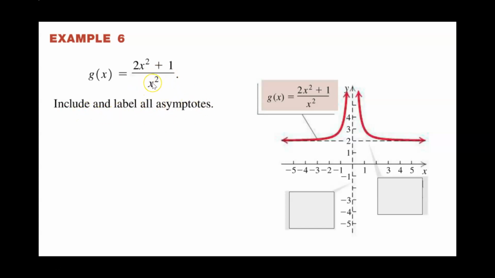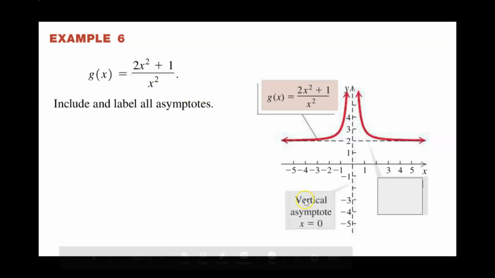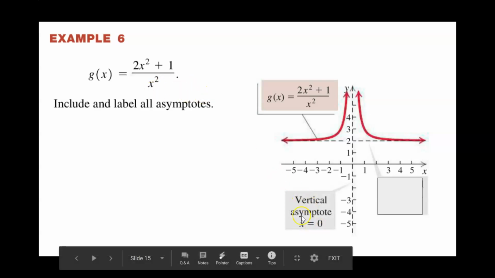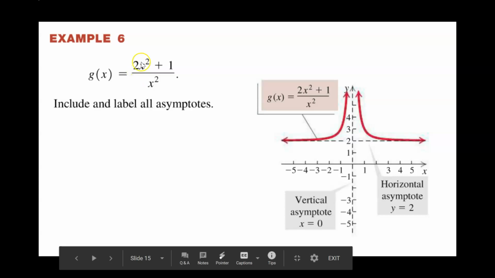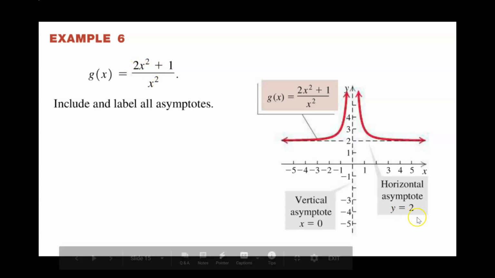So we now go look for the vertical asymptote by looking on the bottom. Set this equal to 0, and it's going to be the vertical asymptote at 0. So we have a vertical asymptote at x equals 0 because the denominator can't equal 0. And we have a horizontal asymptote at 2 because, again, these are the same. So 2 over 1 equals 2.